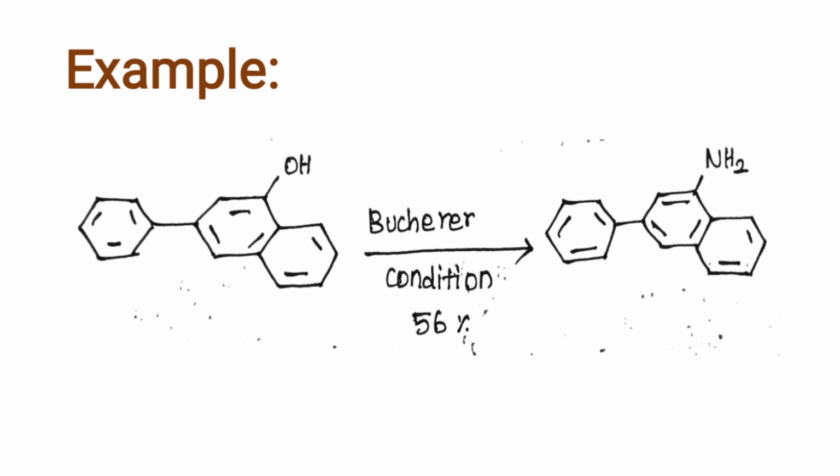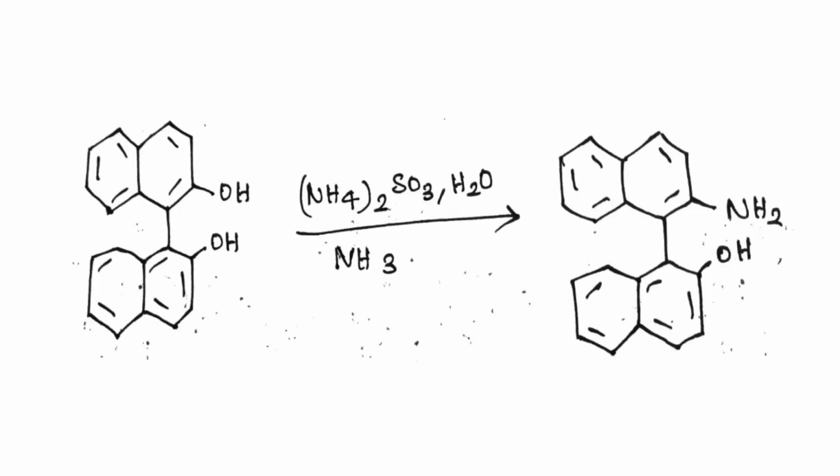See here some examples of the Bucherer reaction. Here this naphthol is converted into the naphthylamine in the presence of sodium bisulfite and ammonia. In the next example also, this naphthol is converted into naphthylamine in the presence of sodium bisulfite and ammonia.